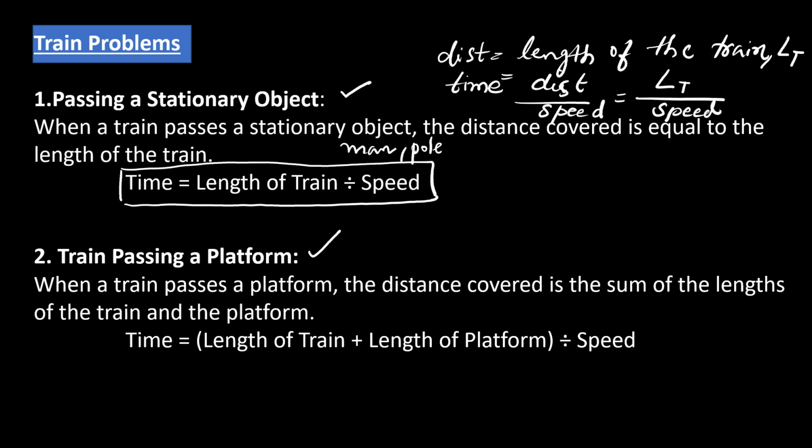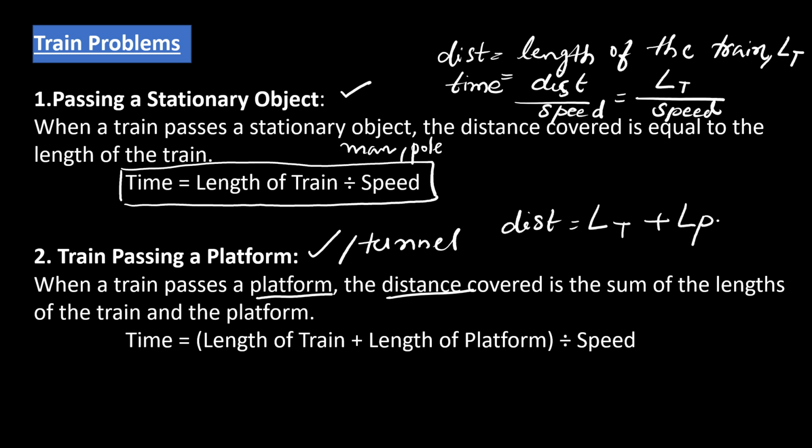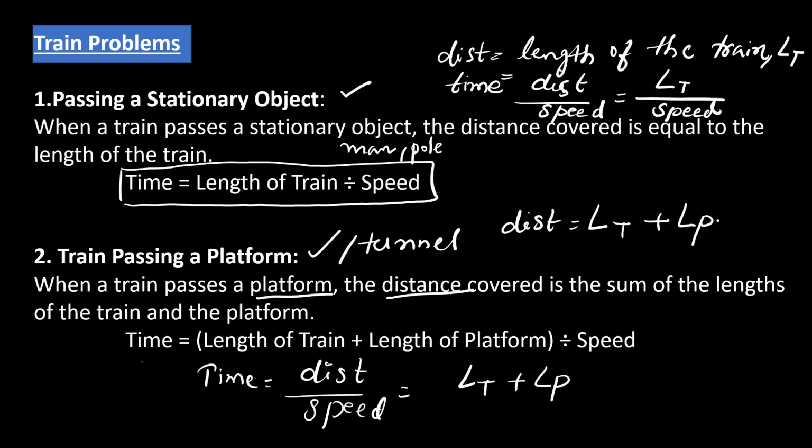In the second case, the train is passing a platform, or we can say a train is passing through a tunnel. In this case, the distance will be equal to the length of the train plus the length of the platform. So here what would be the time taken? Time taken is distance by speed, where distance is equal to length of train plus length of platform, divided by speed. So these are the two cases.